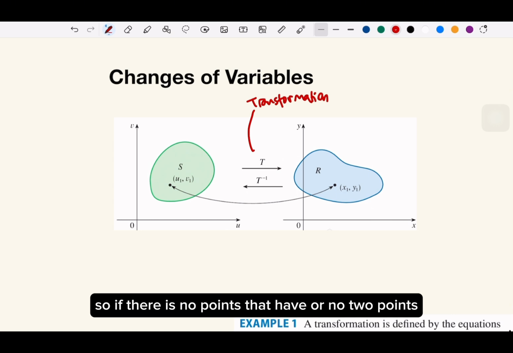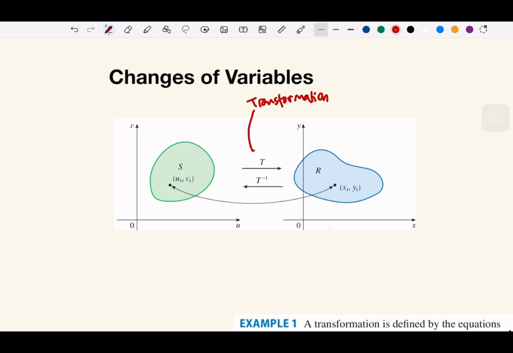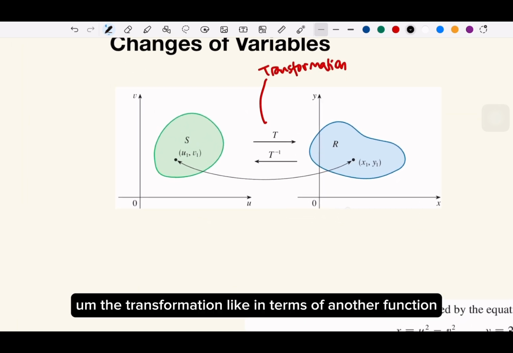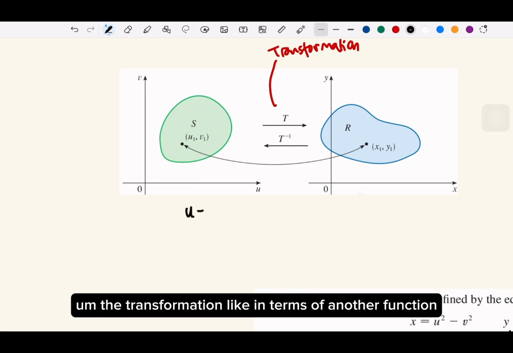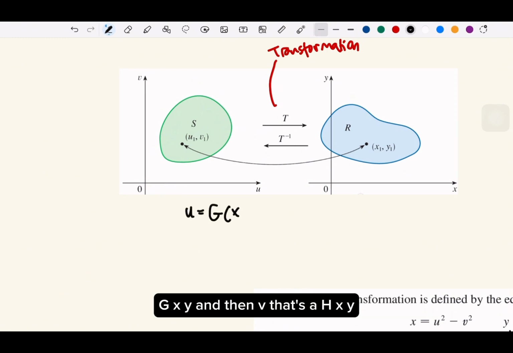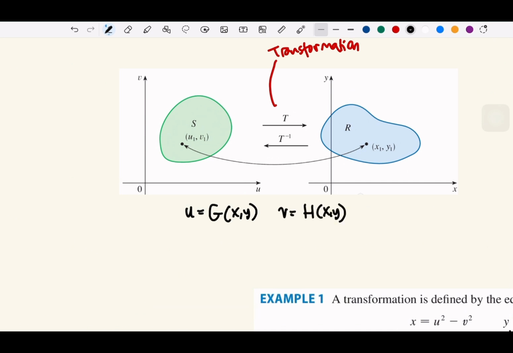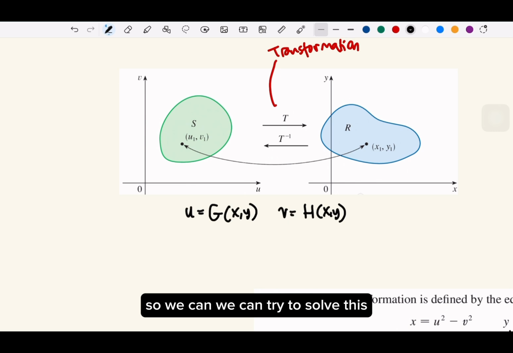So if no 2 points have the same image, we call this a one-to-one function, like the inverse definition that we have as usual. So if we state the transformation in terms of another function, g of x, y, and then for v, let's say h of x, y, we can try to solve this and then find how they are connected. Okay. Now to make it easy, we can try an example.